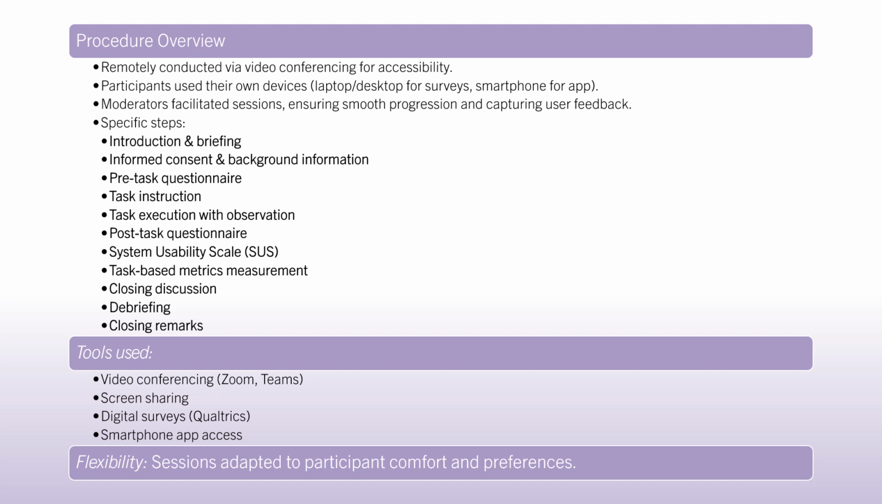In ensuring RateMyCoop met our high standards, we executed a thorough evaluation remotely. Each participant using their own devices navigated the app while we observed and noted their interactions. Starting with a briefing and consent, we moved through a structured process, including pre and post task surveys and a system usability scale evaluation. This allowed us to capture not just the dry metrics, but the human reactions to our design, ensuring our app delivers a seamless and satisfying user experience. Our tools, from video conferencing to digital surveys, ensured efficiency and adaptability throughout the sessions.